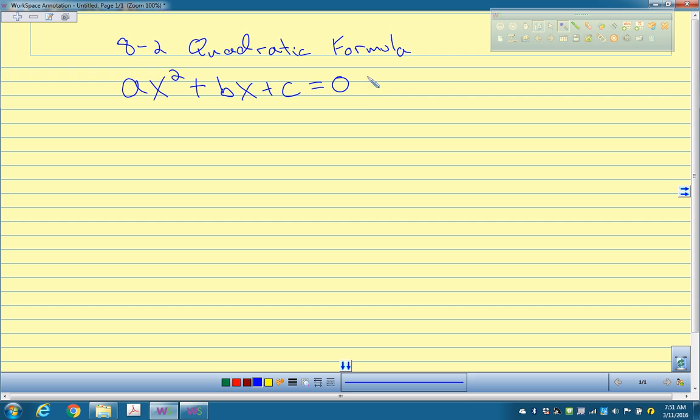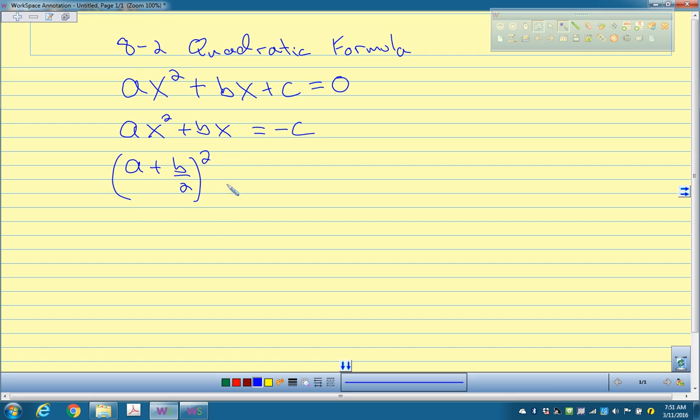Now watch. I'm going to show you where it comes from. You don't have to write this down. You should write down the quadratic formula, but I want to derive it for you because it's kind of interesting. If I subtract c from both sides, I get negative c over on that side, correct? Now I complete the square on this part.